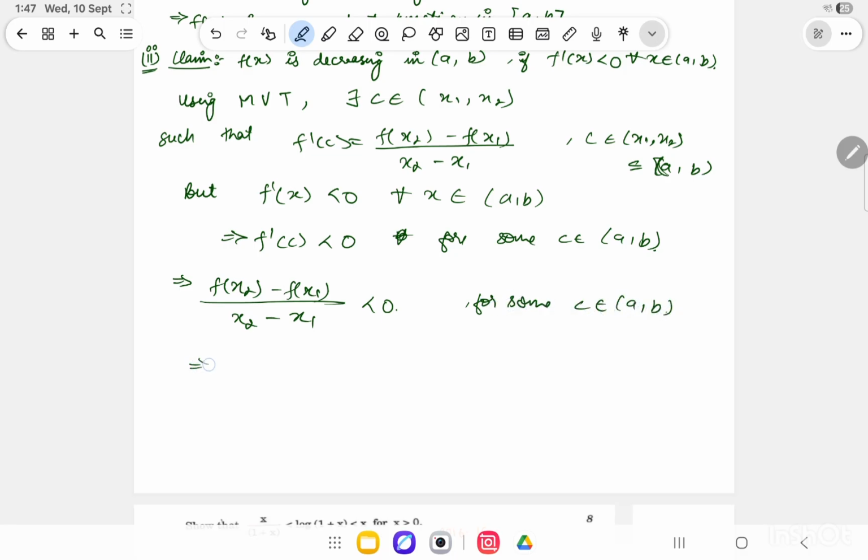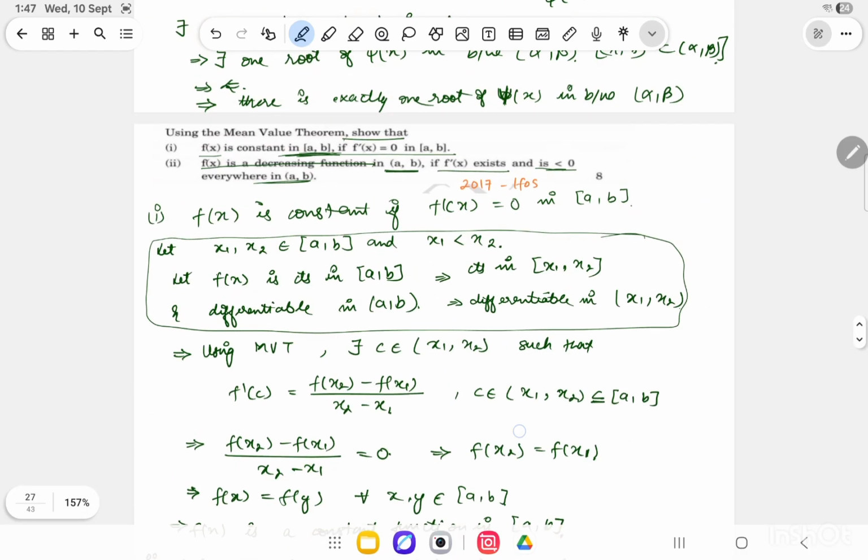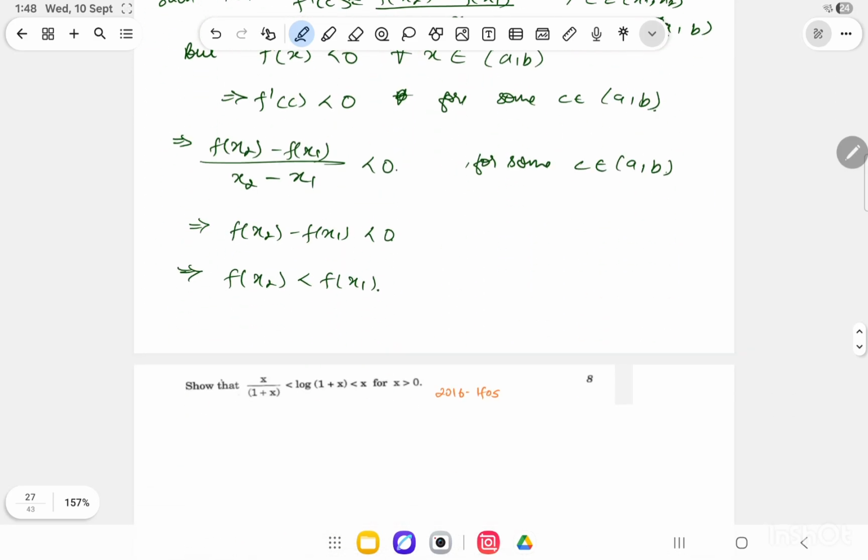So from here I can say that f(x2) - f(x1) is less than 0, that is, f(x2) is less than f(x1). But we have assumed earlier that x1 is less than x2, so I got f(x2) is less than f(x1) when x1 is less than x2. But x1 and x2 I assumed as any arbitrary points in the interval (a, b).